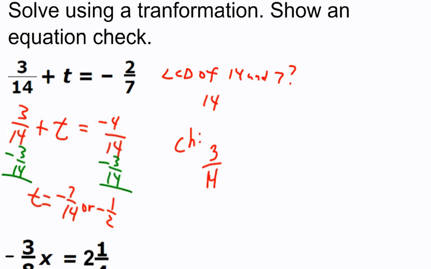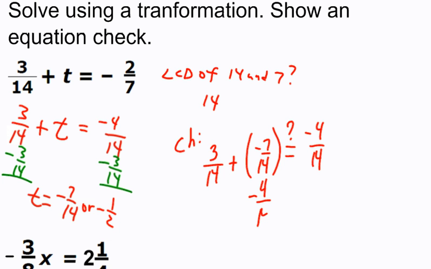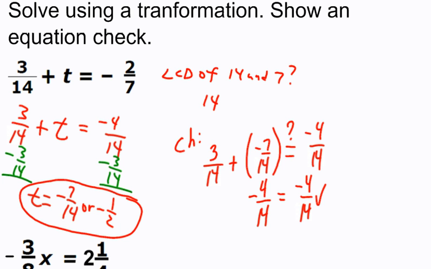So I got 3/14 plus what? Negative 7/14. And does that equal negative 4/14, right? Yes, it does. Equals negative 4/14. Check it and circle it. I'd let you circle that since I simplified it. This is the real solution, negative 1/2.